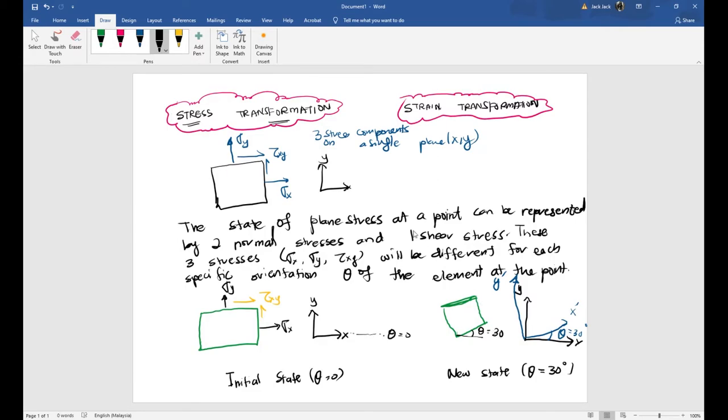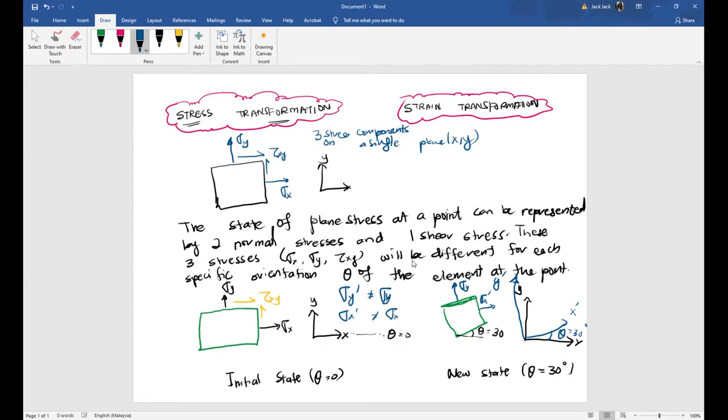And then what happened to our normal stresses? Our normal stresses will also change. This is your new normal stress, sigma x prime. And then this is your new normal stress sigma y prime. So that means sigma y prime is not equal to the initial state of the normal stress, sigma y. And similarly, sigma x prime is not equal to sigma x.